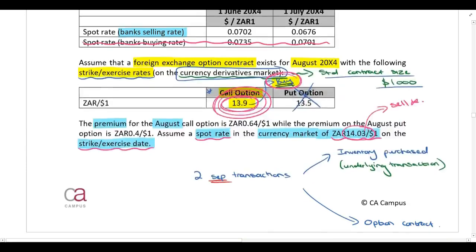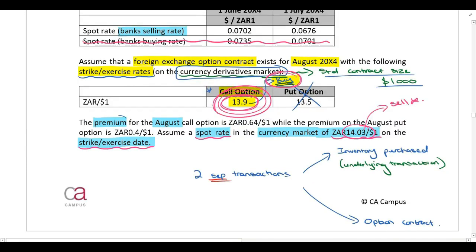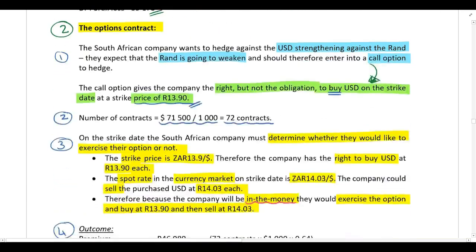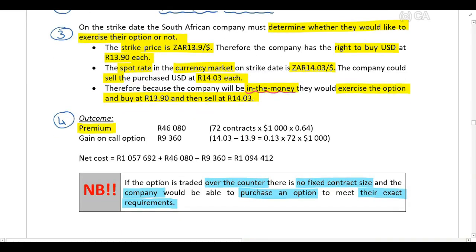So what is the premium in this question? The premium on the call option is 64 cents. So we are looking at a call option in this question. So you can ignore the premium on the put option. We are not going to use that. So we've got a premium of 64 cents. So how do we perform that calculation? We have 72 contracts. Each contract has a standard size of 1,000 US dollars, and the premium is 64 cents. So that premium needs to be paid regardless of whether the company exercises this option or not.